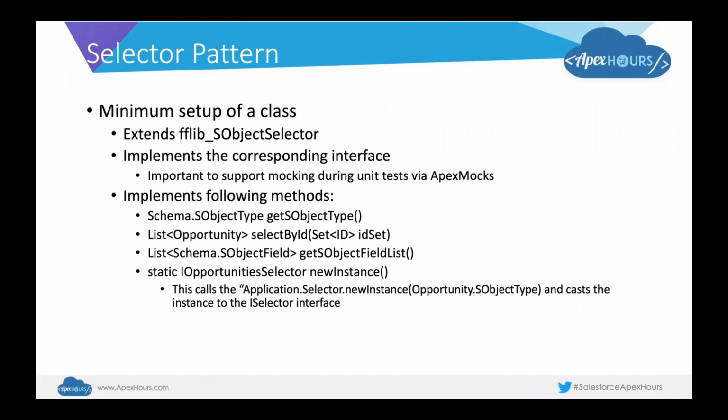So for the Foobar selector, or the selector class, like I said, you typically find that it extends the fflib_SObjectSelector. It typically implements the corresponding interface. In the last example, it was the IOpportunitiesSelector interface. And the interface is important because, again, this whole framework is built around separation of concerns, layering this code into various things. Why that's very important and helpful is that it helps during unit testing and integration with Apex Mocks.